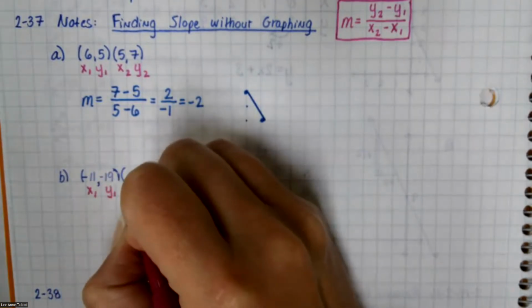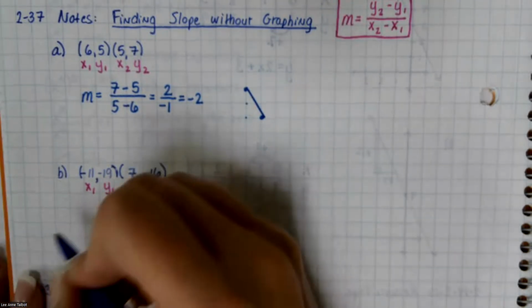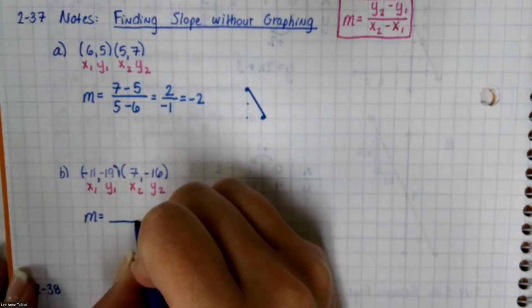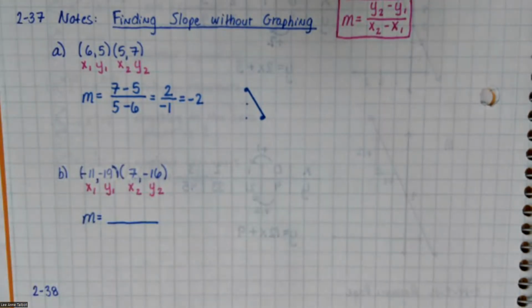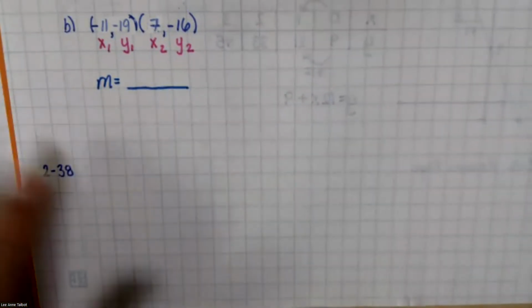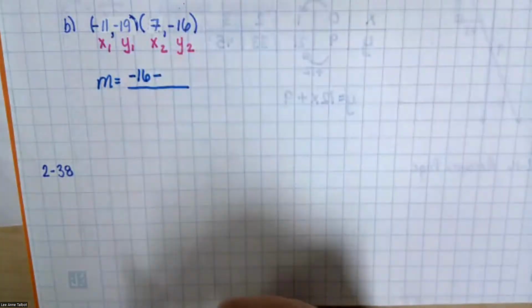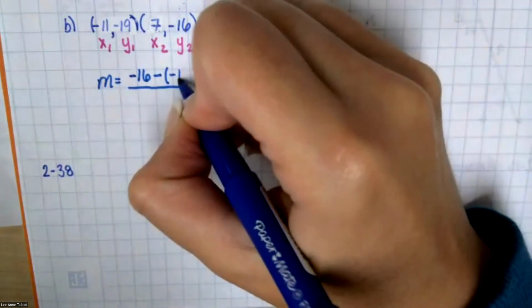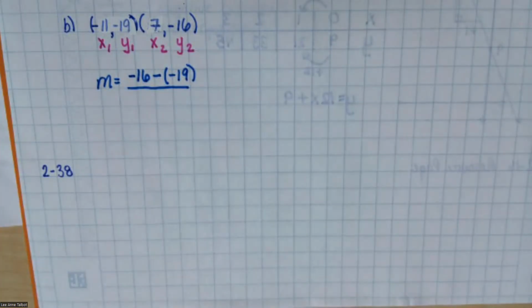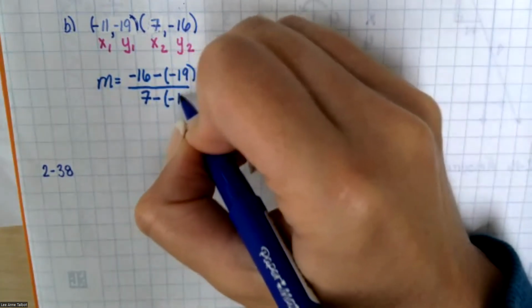X1, Y1, X2, Y2. M equals. Okay, you're going to be very careful. What is Y2? Beautiful. Okay, minus. What is Y1? Don't just put minus 19. It has to be minus -19. X2 is 7 minus -11.